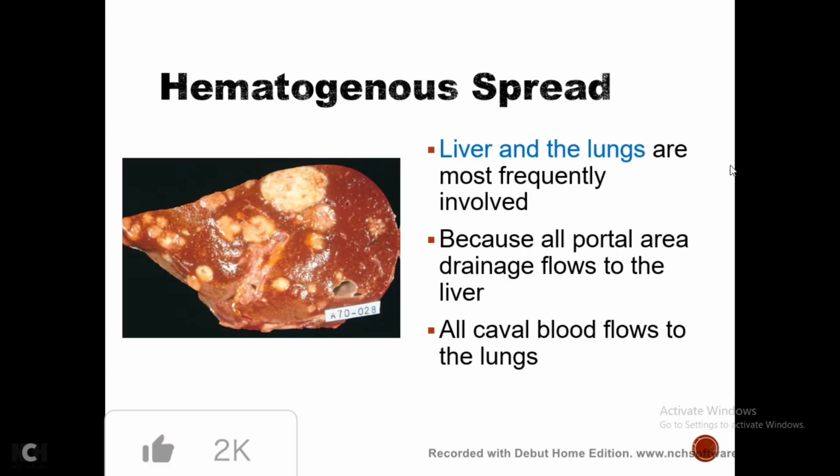Now, coming to the liver: the liver and the lungs are most frequently involved. And this is a liver, and you can see these tumor deposits. And this is all secondary metastasis. They are not the primary. But since all the portal area drainage flows to the liver, there are more chances of the liver being involved in different kinds of tumors. So these are actually the metastatic nodules that are found in the liver.